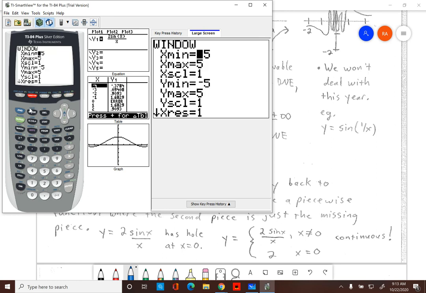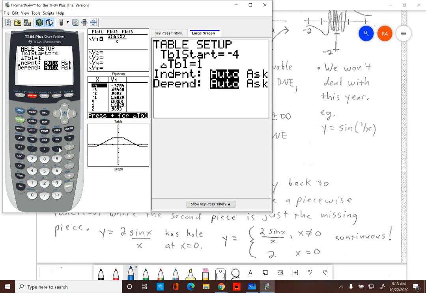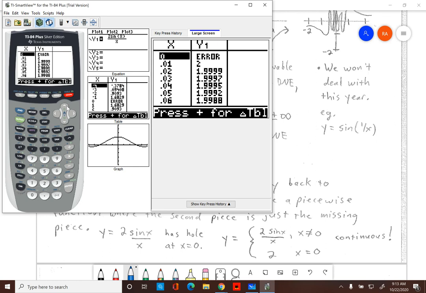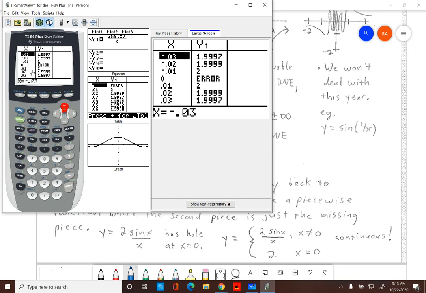And if we go in, let's do our table set. Just to check, let's start at 0 and count by 0.01s. And then, oh yeah, look at that. On either side of that 0, we're approaching that y value of 2. So we're seeing that happening here.